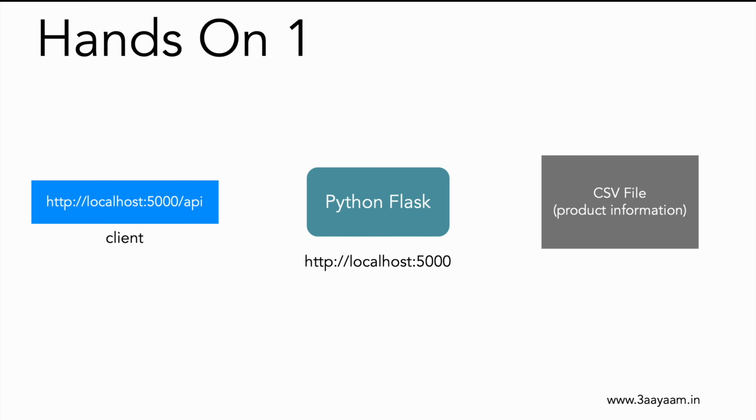But the end goal of this hands-on is that whenever we use this API endpoint or the URL, it should go and execute the method which is tied or mapped to this API. And what it will do is that the Python program will read the CSV file and return the records back to the web browser or the tool that we are going to use. This is the end goal of the first hands-on that we are going to do.